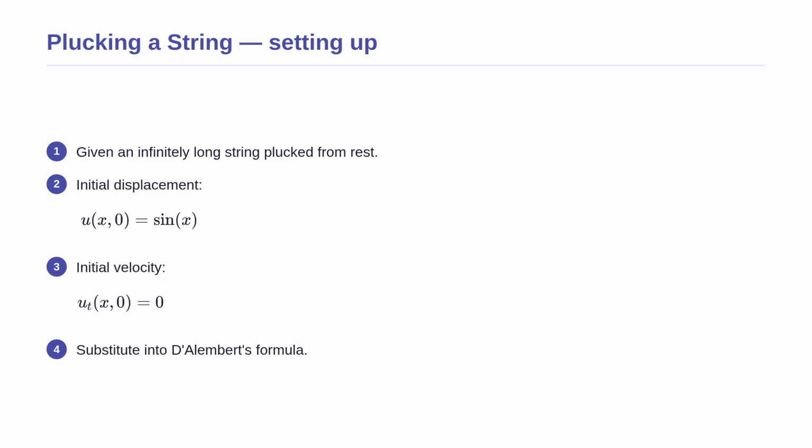Because the string is released from rest, the initial velocity function g is 0. This means we will choose D'Alembert's formula, and we can expect the entire integral term on the right side to vanish completely, making our calculation much easier.